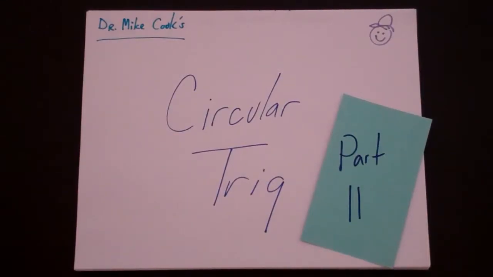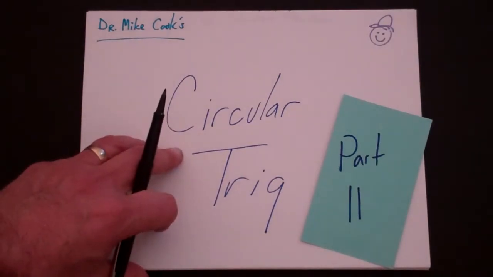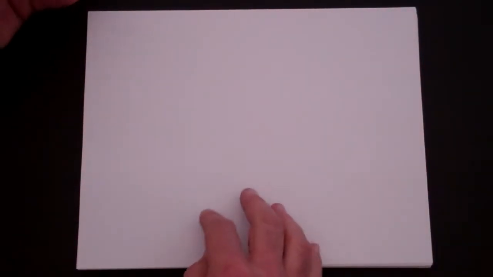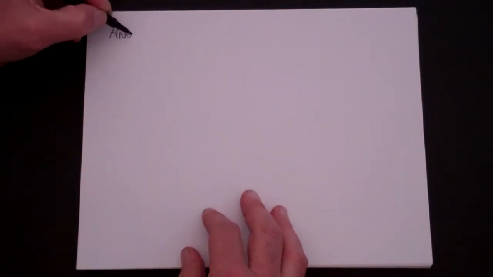This is the second video in a series of videos on circular trig, and what we're going to start with here is drawing angles in what's called standard position. That's our goal. The first thing we have to do is think about angles as they're defined in geometry.